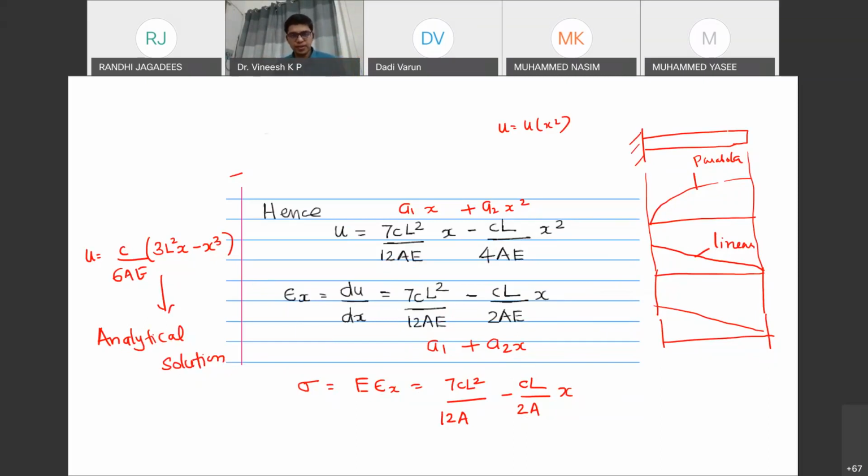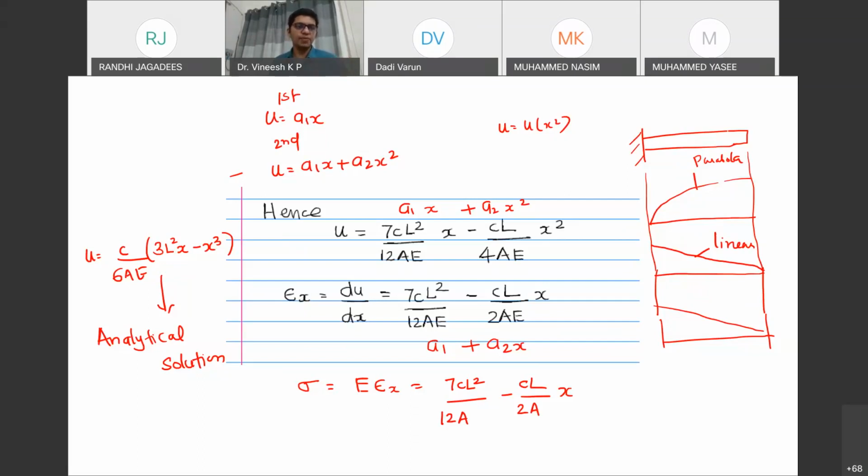So if you look at our initial case, what is our initial assumption? Initial assumption is u is equal to a1x. This is our first case. And in the second case, we assume that u is equal to a1x plus a2x square. When you look at the first approximation, you are getting a solution which is not much related to the actual solution. But when I assume that u is equal to a1x plus a2x square, you can see that our solution is better, but it is not exact. It is not matching with the exact solution until now, but it is better.